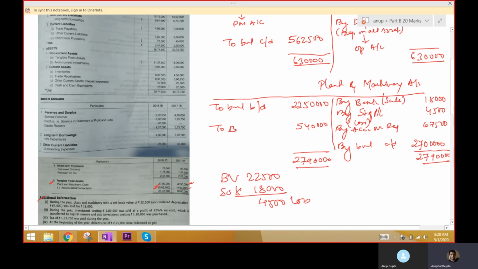5,40,000 to bank. This side means the bank, plant and machinery will increase. So plant and machinery will increase only when you purchase. So to bank, you write purchase here. Okay.